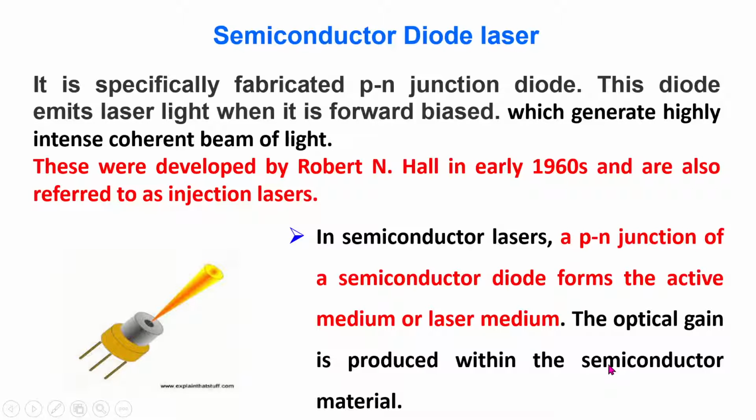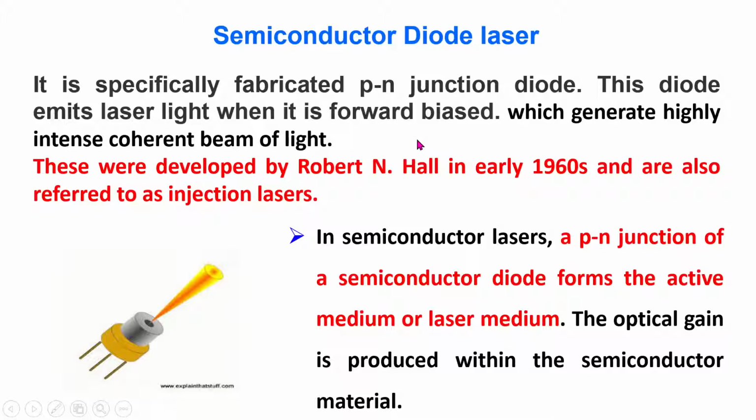A semiconductor type of the laser is specially fabricated by using a PN junction diode, and this PN junction diode emits the laser light when it is working in a forward bias condition, which generates the highly intense coherent beam of the light. That means in a semiconductor diode laser, simply a PN junction diode is used, which is operated in a forward bias condition, and it generates the highly intense coherent beam of the light.